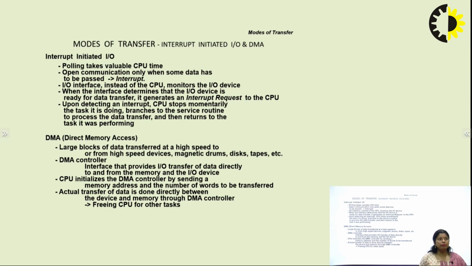As a summary, the modes of transfer are programmed IO, interrupt initiated IO, and direct memory access. In programmed IO, the CPU is always involved. In interrupt initiated IO, the CPU is involved whenever data is available from the IO device. But in DMA, direct memory access, the CPU is in the high impedance state, and the DMA takes control of the IO transfer.